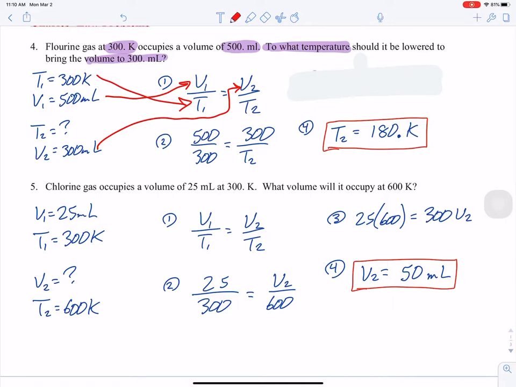Now I've got to solve for T2 because it's on the bottom of a fraction. I need to cross multiply. So 300 times 300 is my first cross multiply, and then 500 times T2. Now I need to isolate T2, so I'm going to divide both sides by 500. Looking at my numbers, 300, 300, and 500 all have 3 sig figs, so I get my answer to 3 sig figs, and because it comes out to be 180, I need to add that decimal in there to make sure that the 0 is significant.